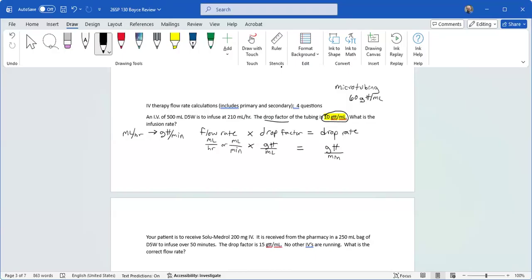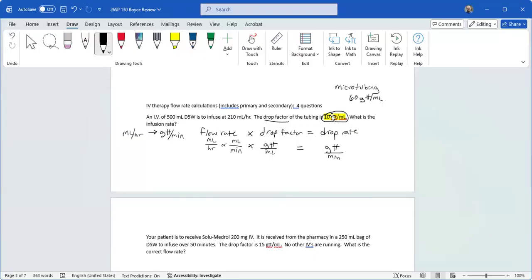The other thing is, in this question, you'll see it says, what is the infusion rate? That might be a little confusing if you're sitting there thinking, we just discussed a few minutes ago that infusion rate is milliliters per hour. You are right. However, if they give you the drop factor, most likely they want you to be more specific and give the drop rate, not just the milliliters per hour. Okay.